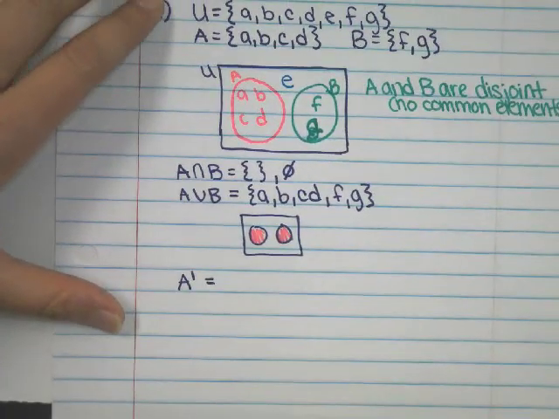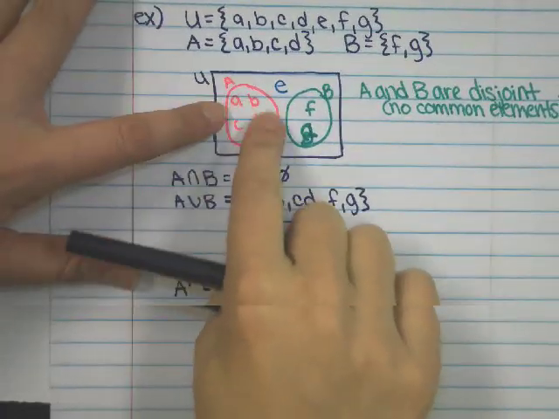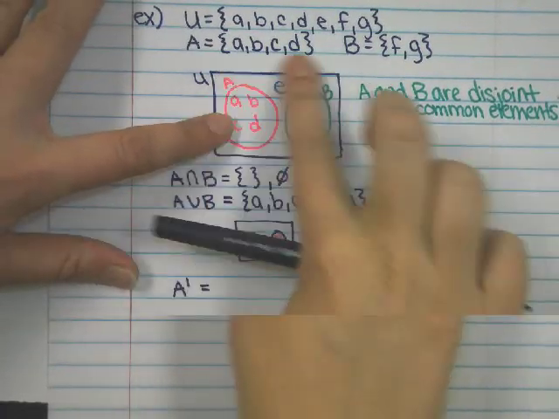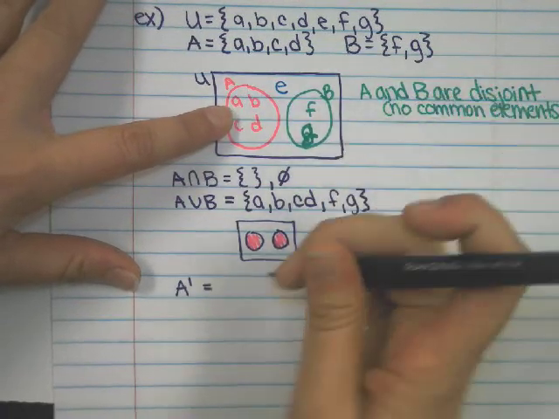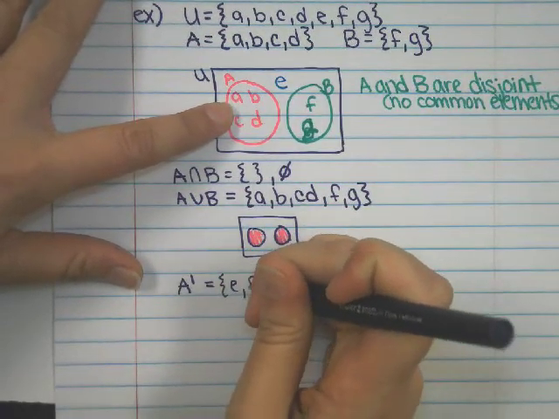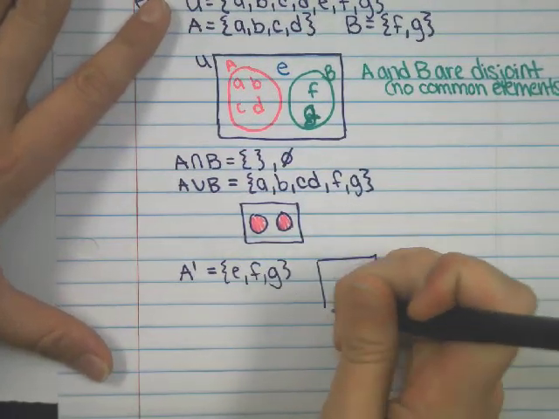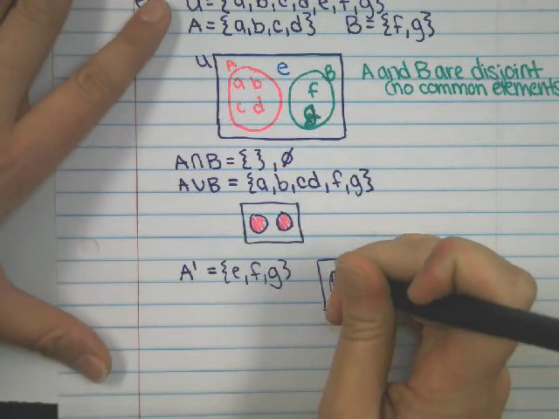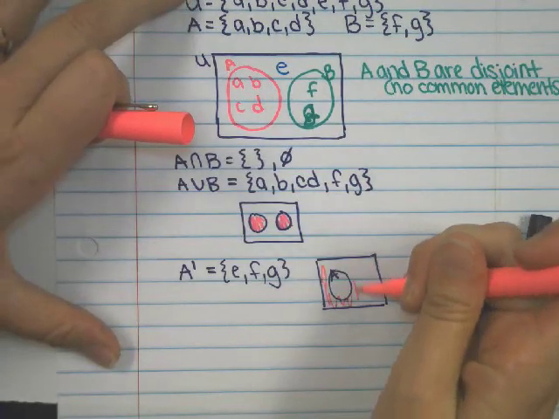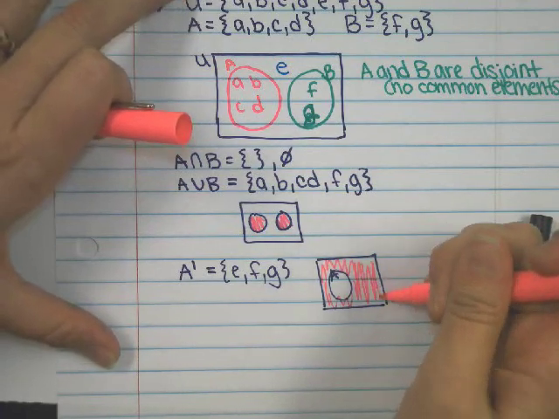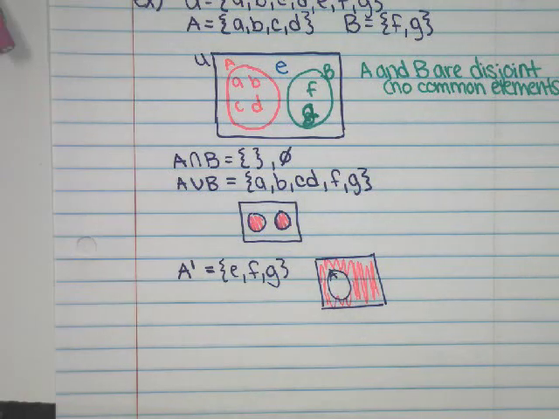A complement indicates all elements that are not in A but are in U. So not in A, so they're not here, but they are in U. So this is A, we're going to pick everything that's not in that. So E, F, and G are not in A. So visually, if you have A here, we pick everything outside of A to be the complement of A. It's everything that's not in A.